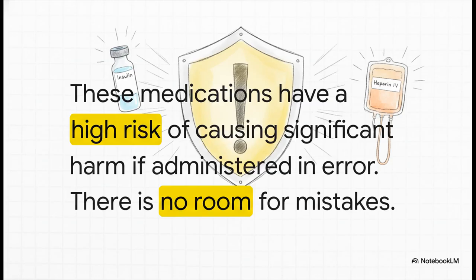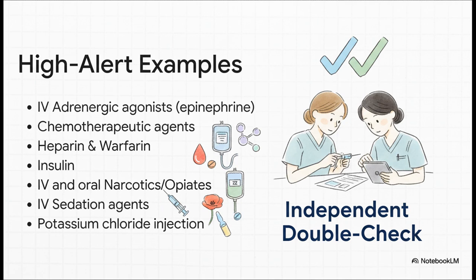Now, while any error is bad, some medications are in a league of their own when it comes to risk. We call them high-alert medications. With these drugs, there is absolutely zero room for error, because a mistake is much more likely to cause serious harm, or worse. And here they are. You see insulin, heparin, IV narcotics, chemotherapy on this list. These are the big ones.